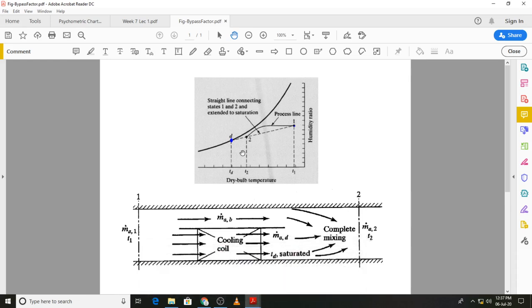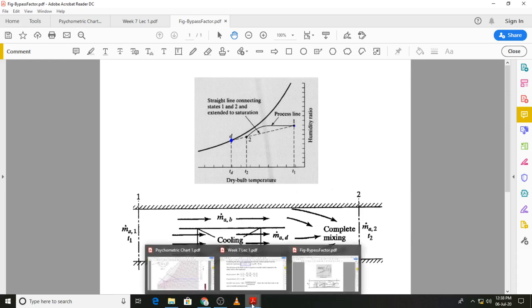So if we look at this figure over here, the difference between temperatures T2 and TD, that shows the effect of the bypassing of the cooling coil. If the air was perfectly cooled, that means state 2 would have coincided with state D, but because of the actual cooling in which temperature gradients are present, the air will leave at a temperature higher than the coil temperature, and that effect is represented by a bypass factor.